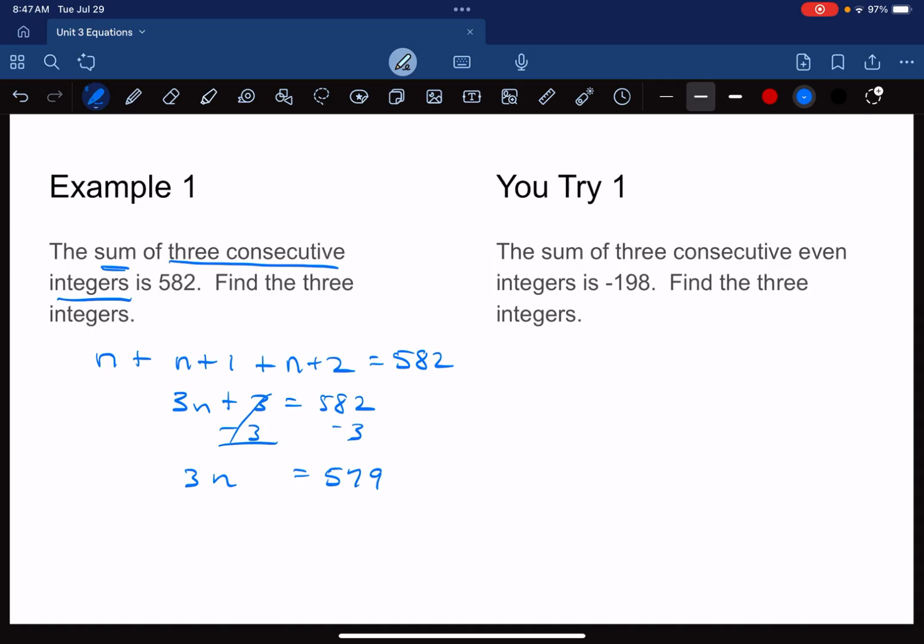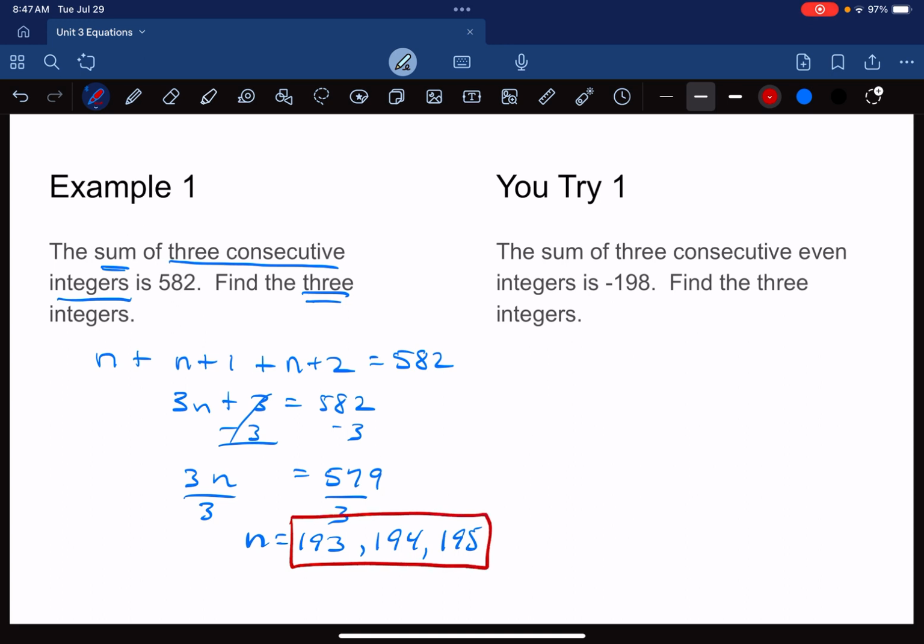579 divided by 3. So dividing by 3 on both sides, n comes out to be 193, but we're not finished, right? It says find the 3 consecutive integers. Well, I just go 194 and 195. And there's my answer, okay? You try that one. See if you can get it.